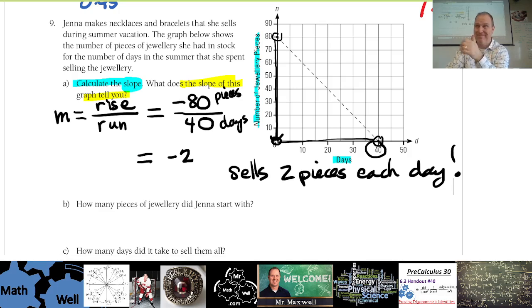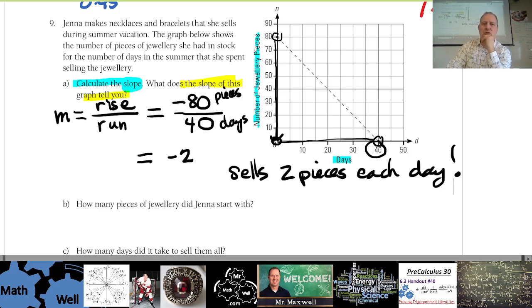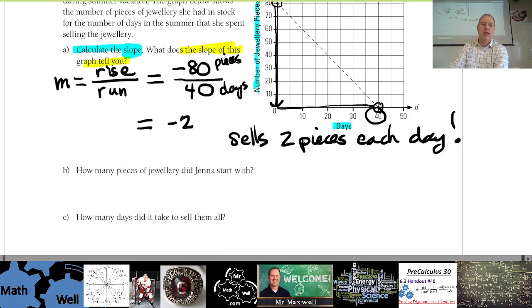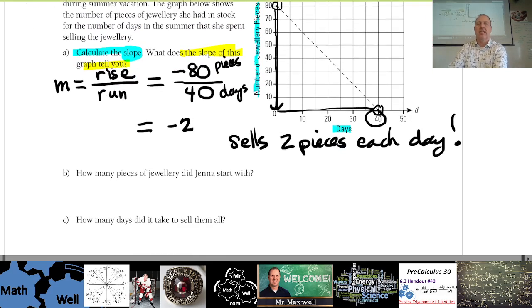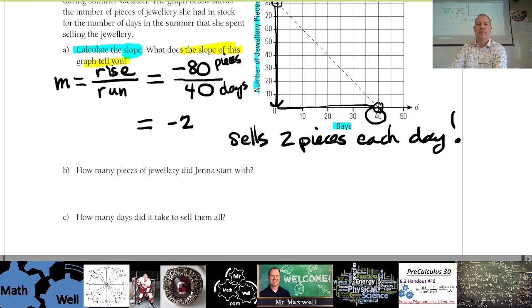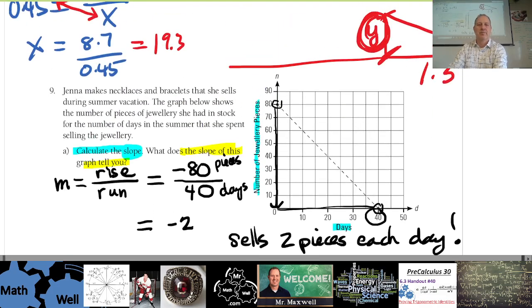We're good? Okay. How many pieces of jewelry did Jenna start with? Can we tell from this graph? 80? Okay, does everyone see that at day 0 here, we have 80 pieces, because that's where this graph starts. See, day 0 is 80, that's what she starts with. Awesome. And how many days did it take for her to sell all of them? 40, right, because this is where the line hits 0 pieces, at 40 days. Awesome. That's number 9.